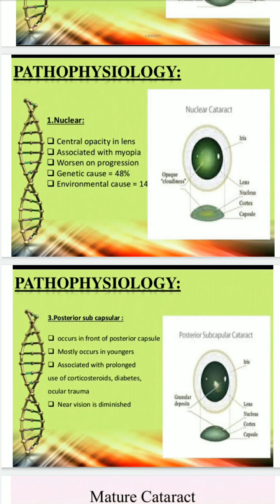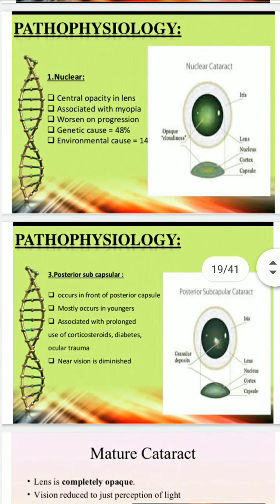It is usually seen in younger people, and it is associated with prolonged corticosteroid use, inflammation or trauma. In this type, near vision is diminished and the eye is increasingly sensitive to glare from bright light. That's a posterior subcapsular cataract.